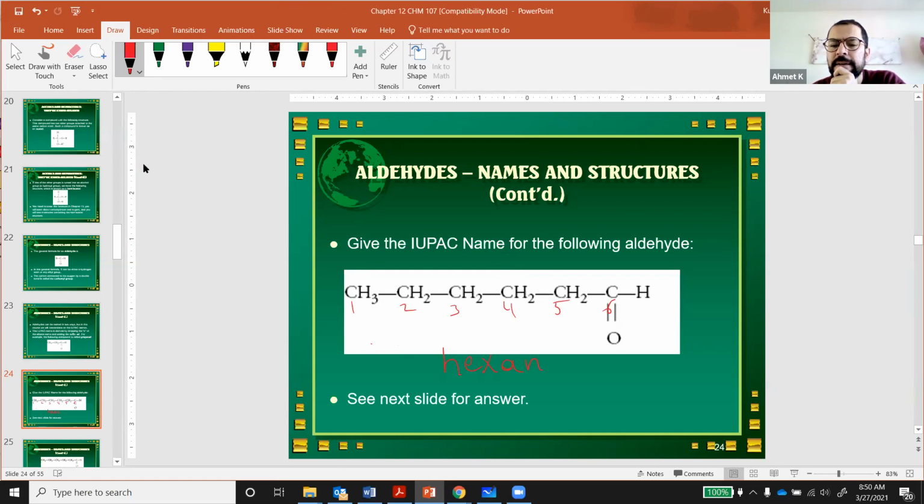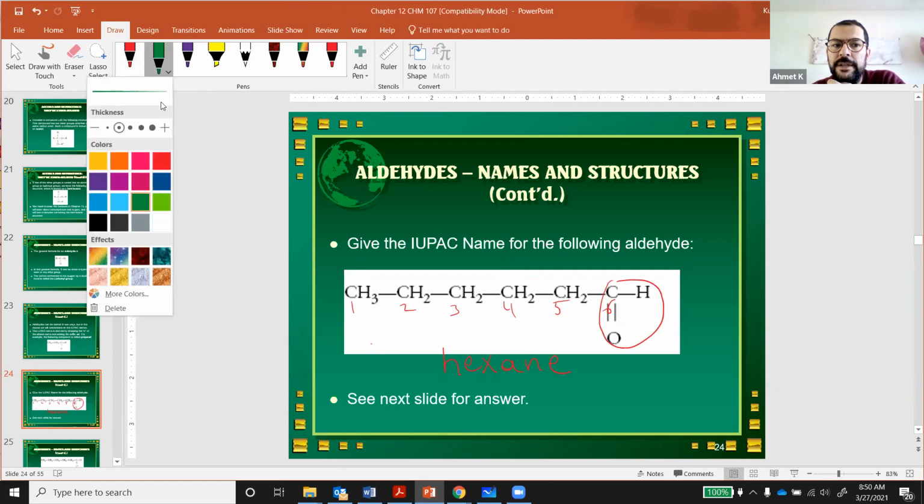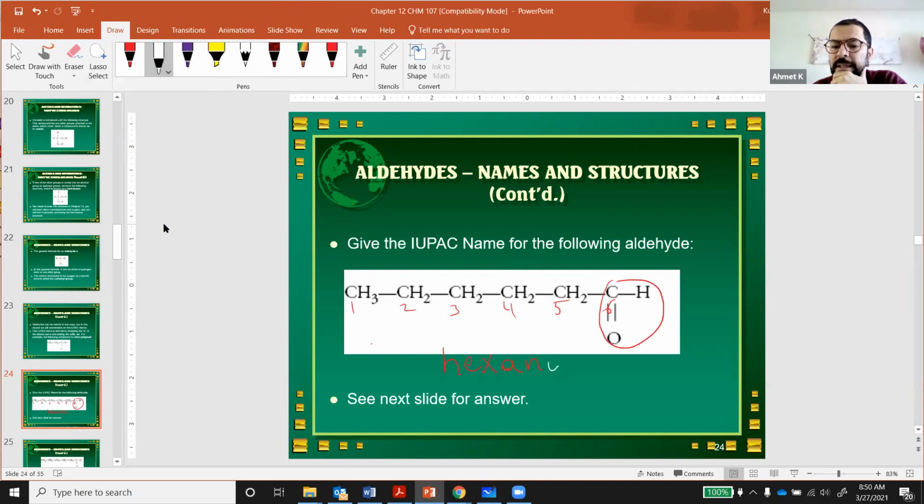Hexane. Okay, but now as you can see, I have an aldehyde functional group, so I need to change this accordingly. So I have to come here and pick a color. Let's pick white. So I need to drop this E and make it an aldehyde, right? So it's going to be hexanal. Make sense?